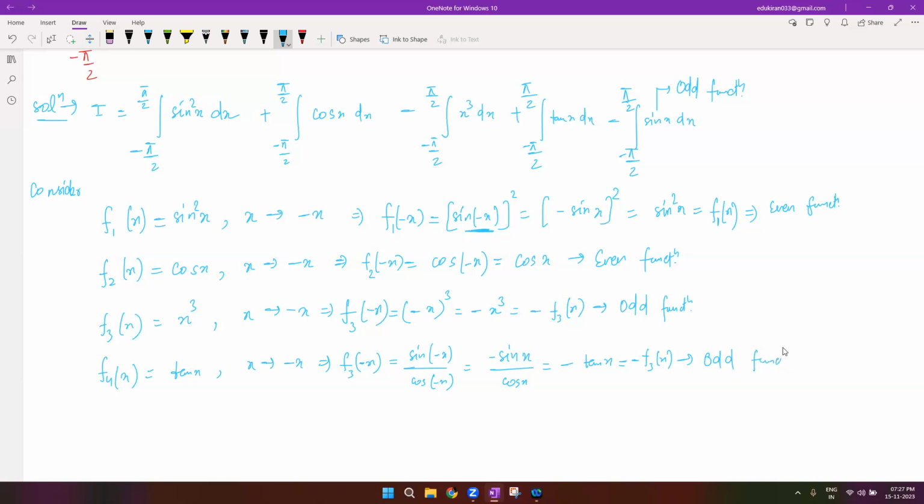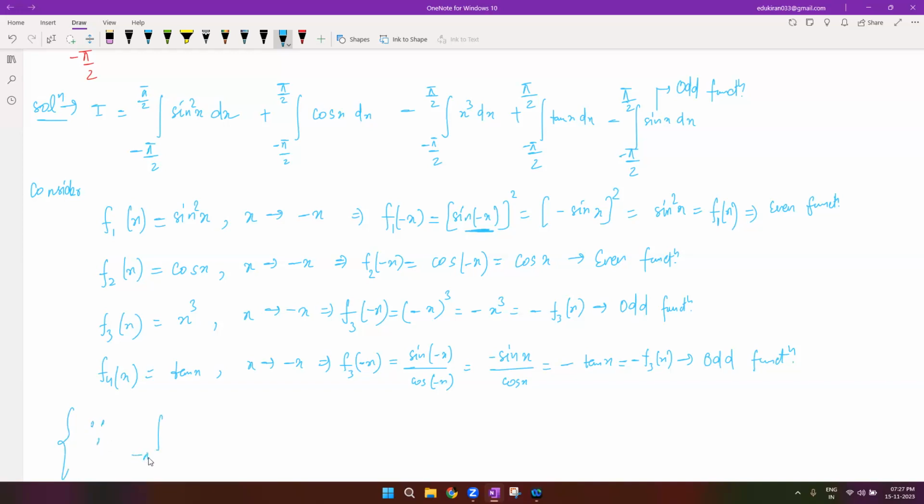Just write them. These are some basic functions. X, x cube, x to the power 5, all the odd powers of x in a polynomial are considered as odd functions. You can simply check the reason also. Minus to the power odd is minus. And all the even powers of x are even functions, right?